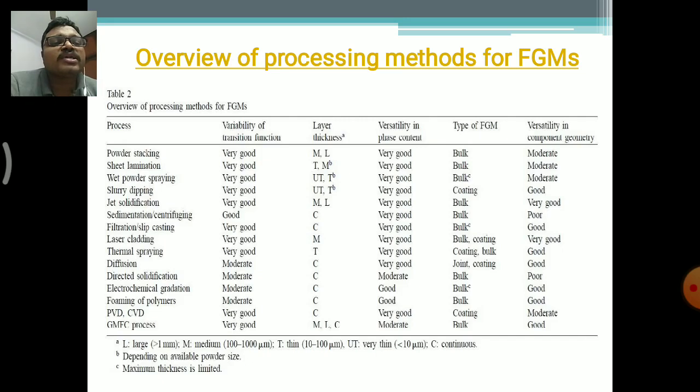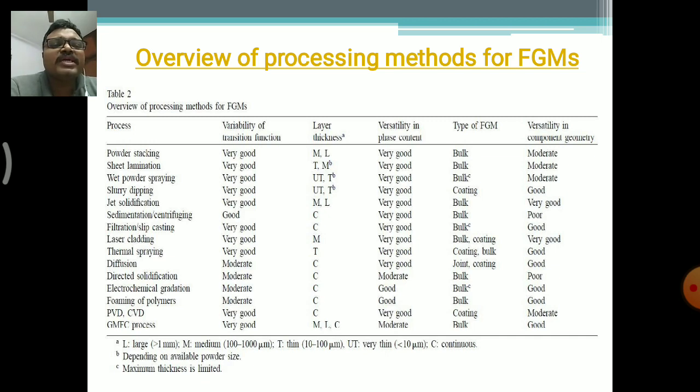We want to look at what FGM types we have in the processing methods, that is, the type of FGM. There are 10 to 15 processes, and of these, 10 to 11 processes use bulk FGM only. So 1, 2, 3, 4, 5, 6, 7, 8, 9. So 11 processes are using bulk FGM, and for the remaining we use the coating process or joint coating process. That is the thin FGM.